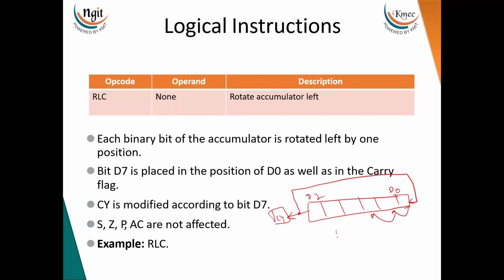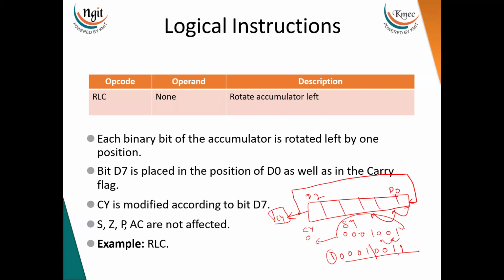Now if the accumulator value is, if I take 89. So 8, I have to write 1 0 0 0, 9 means 1 0 0 1. If the carry flag at the beginning, I'm considering it as a 0, then after using this RLC, what happens? This bit will be moved here, this bit will be moved here, like that. So this one will come here and also this one will go to the carry.